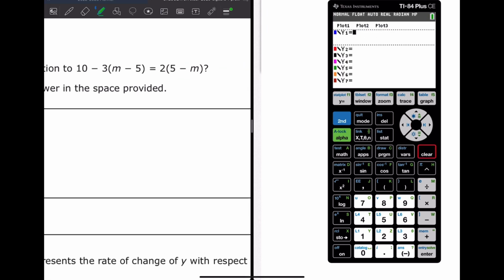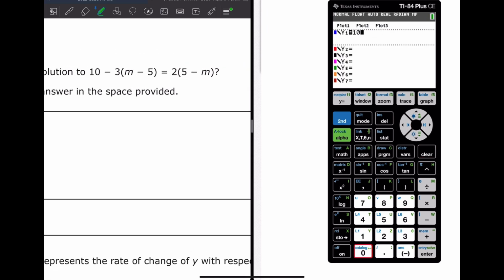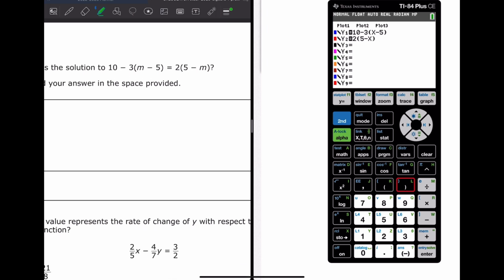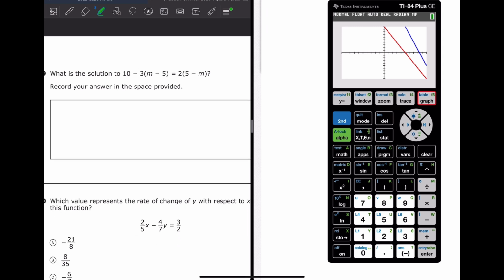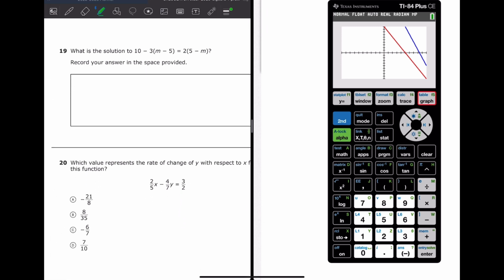On these, you want to put it equal to each other, since it's equal. Don't forget to use X for M. The calculator will not recognize the M. Your solution will be at intersection.